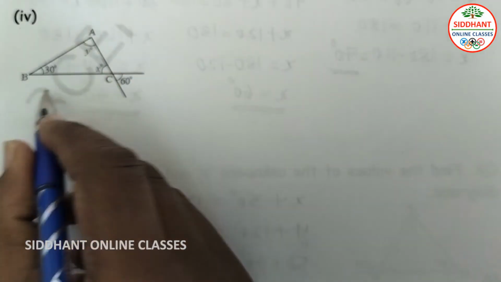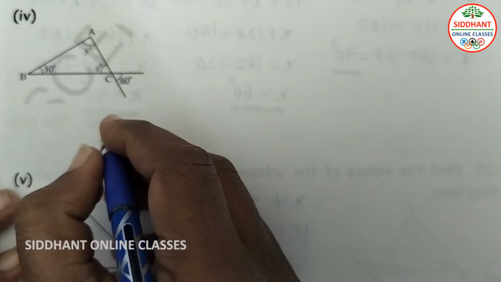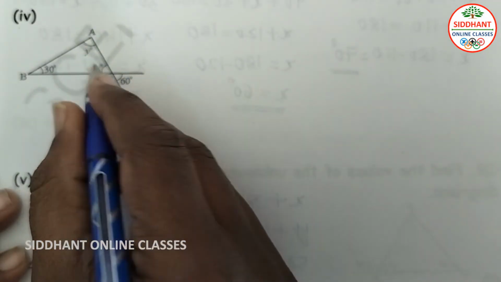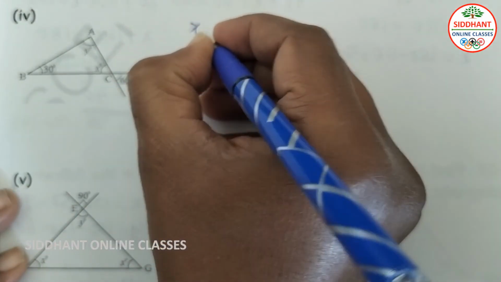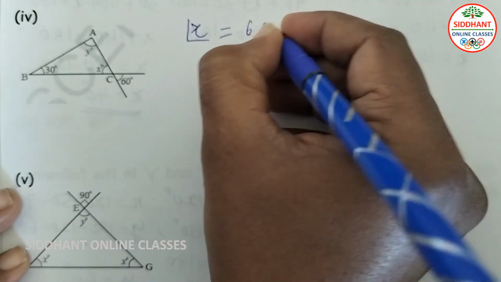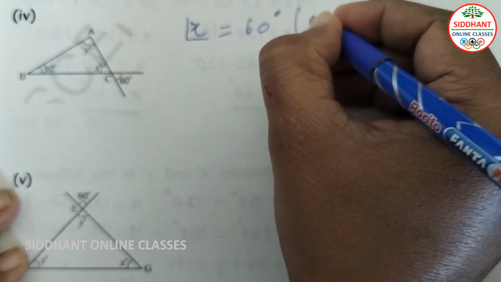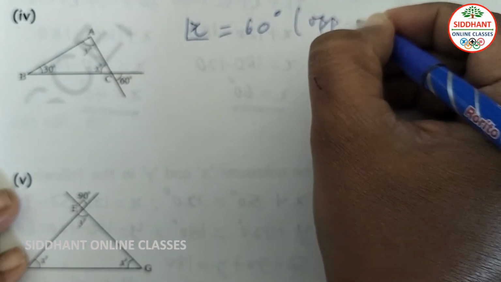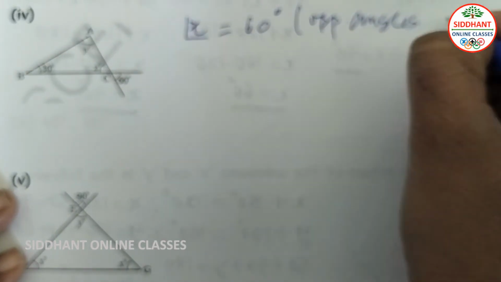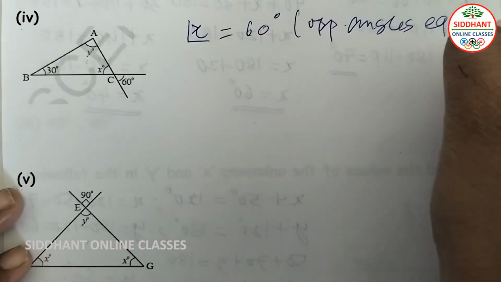Fourth one, ABC triangle, x and y we are going to find out. So angle x is equal to 60 degrees because vertically opposite angles are equal here.